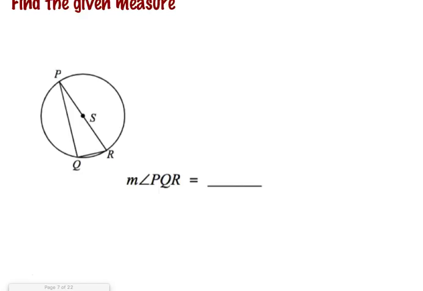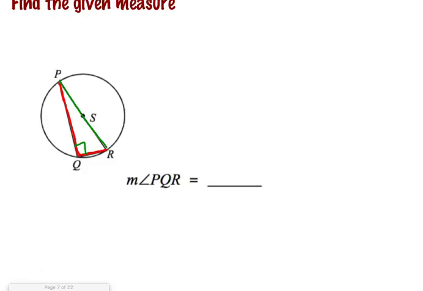Our next one, find the given measure. So this time we're looking for the measure of angle PQR. This guy right there. You should be like, it kind of looks like a right angle. Let's just verify that this is exactly 90.